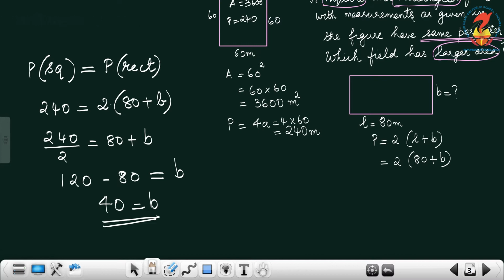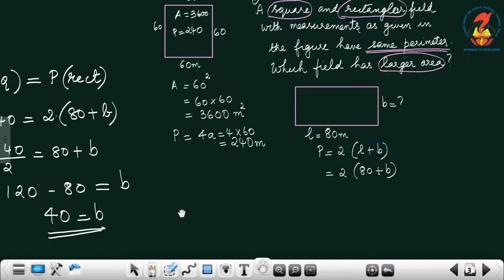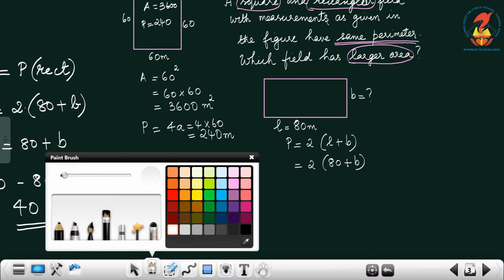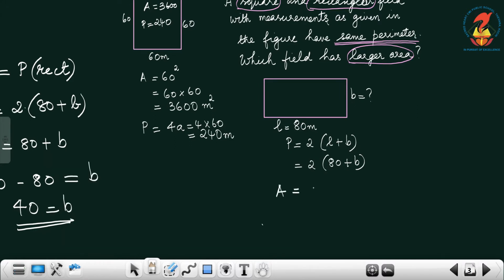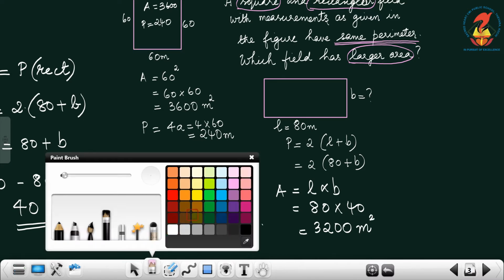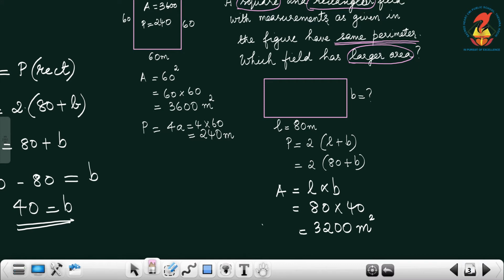So now you got the breadth of the rectangle. So how will you find the area of the rectangle? Area equals length into breadth. 80 into 40. 8 fours are 32, followed by 2 zeros. Now comes the final part of the question. Which field has larger area? Square is having 3600 meters square as the area. Rectangle is having 3200 as the area.